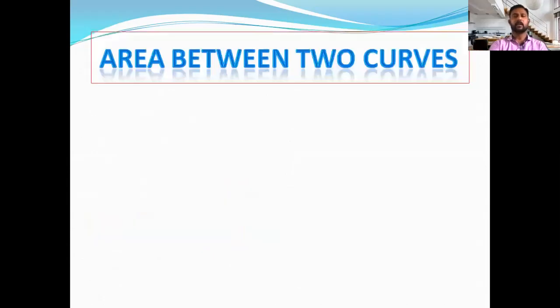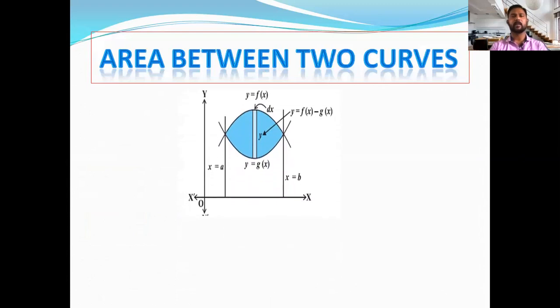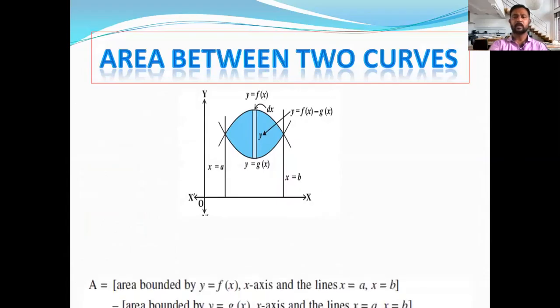We are going for one more result, area between two curves. In the figure, you are given two curves. One is y equal to f of x, the upper curve, and the second curve is y is equal to g of x, the lower curve. The area between the curves is shaded. What about that area? We know the formula to find area under a curve up to an axis, here up to x-axis.